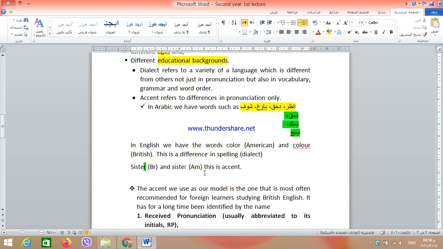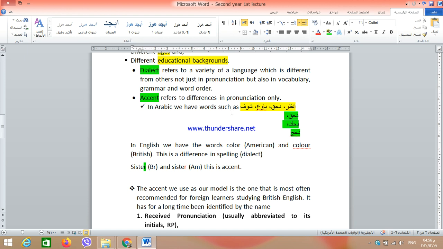Now we need to differentiate between two terms, dialect and accent. When we say dialect, it means that we are concerned with language variations in pronunciation, vocabulary, grammar, word order, spelling, and everything. These are the elements that are included under the term dialect. But under the term accent, we only talk about language variations in pronunciation.